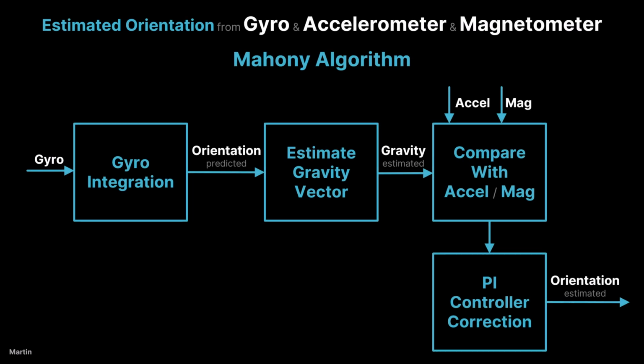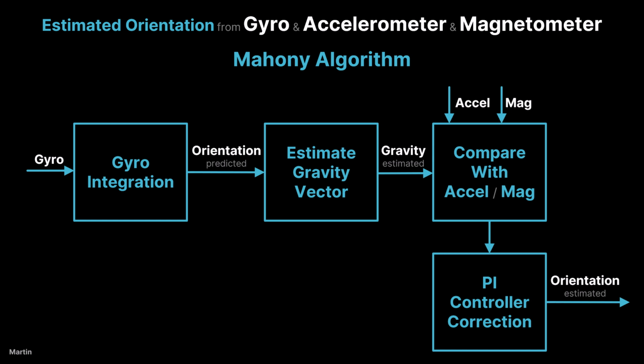The Mahoney algorithm is a sensor fusion method for estimating orientation using gyroscope, accelerometer, and optionally magnetometer data. It operates using a nonlinear complementary filter that blends high-frequency gyroscope data with low-frequency accelerometer and magnetometer measurements to correct for drift. The algorithm introduces a proportional integral (PI) feedback loop to minimize orientation error by comparing the measured and estimated gravity and magnetic vectors.